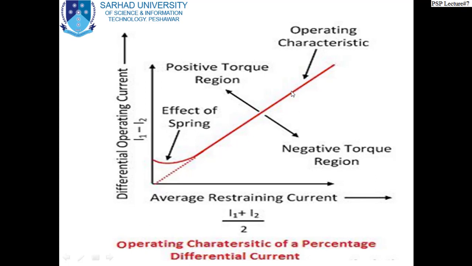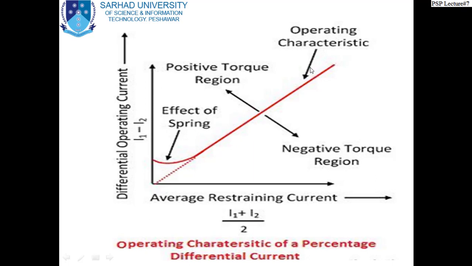And you see this particular region which is shown. Naturally it should start from zero, but this shows that it should not operate whenever there is a slight difference between them. It should operate only when there is a difference by a certain percentage. So this area shows the pickup value of the relay. Actually there is a bend in this characteristic, and then it starts from this and goes like this.